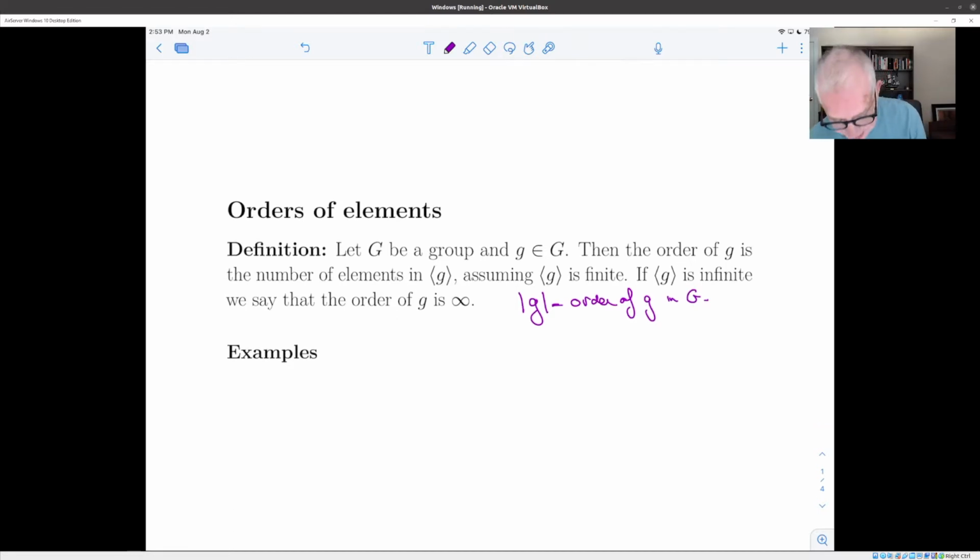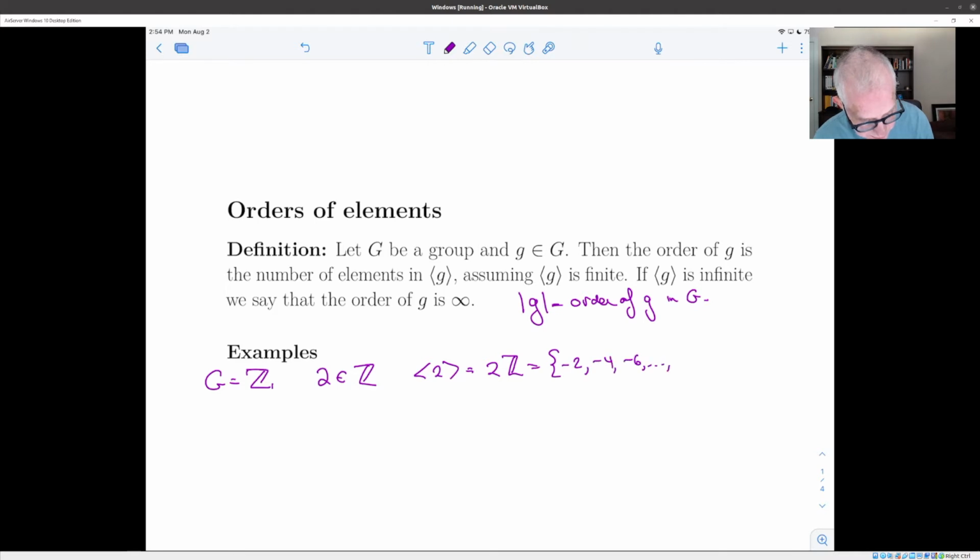So let's look at some examples. For the case of infinite order, let's just take the group to be Z, and let's take 2 to be our element. And if we look at the cyclic subgroup generated by 2, it's all multiples of 2. It's the set of even numbers. And there are infinitely many elements in that set. So here I'm using absolute value to mean the number of elements in a set, but we shorthand that to say that the order of 2 is infinite in integers.